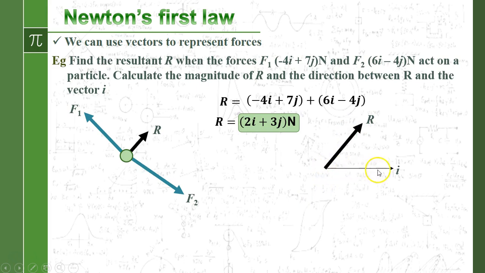Okay, I've put this line in here because the second part of the question said we need the direction, what direction it's going in, and we're going to describe that as an angle between R and the i direction, which is horizontal.